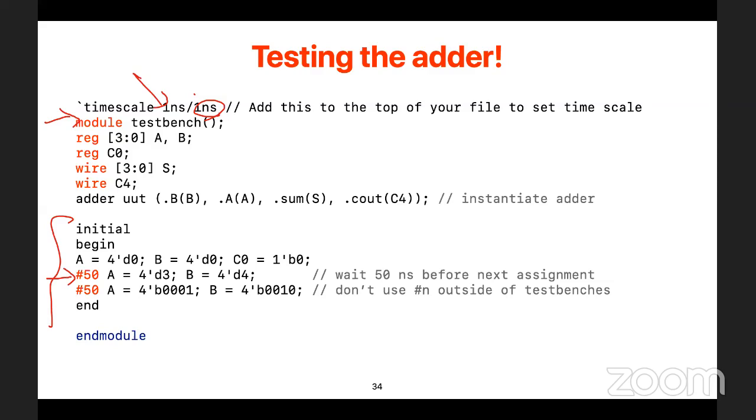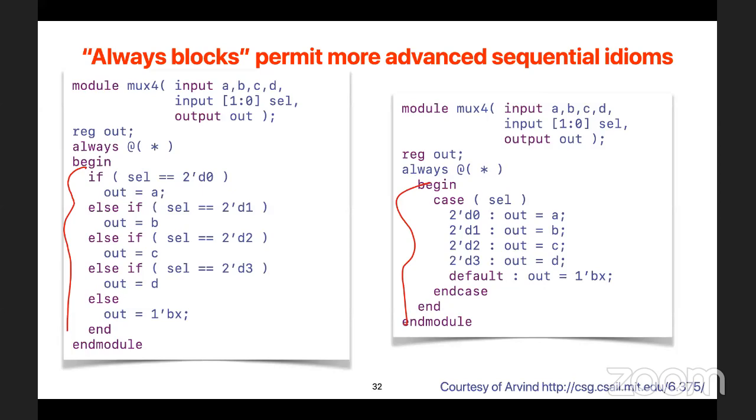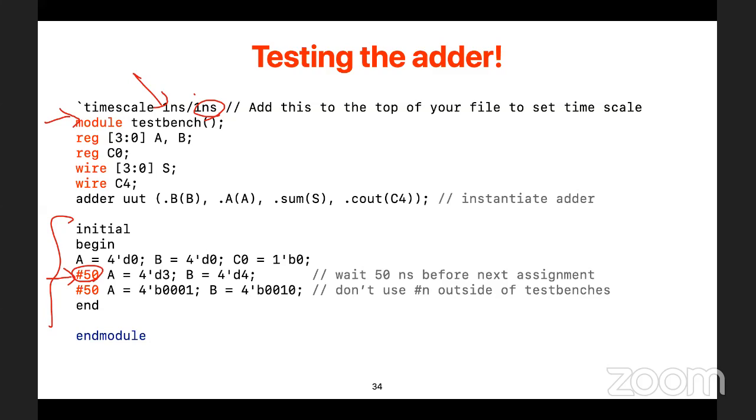So if you have 50 nanoseconds, and this 50 nanosecond value changes every clock, then 50 times two, which is like... some of you asked what always star means. It means that whenever anything changes, you will go into the always block. So for testing the adder, this 50 means that I will do this at the 50th nanosecond, and after 50, I will do this, right?